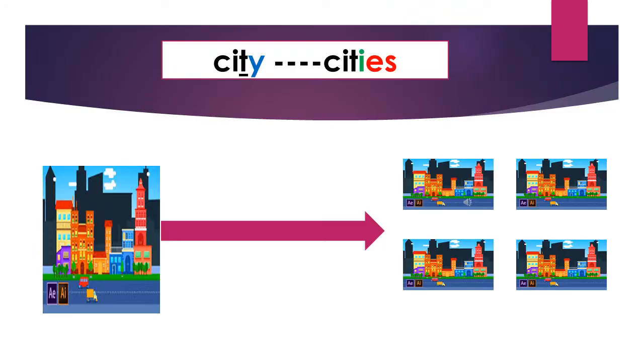Okay. Now let's see an example separately. So city. One city. City ends in y, but directly before it there is a consonant, T. So one city, two cities. We remove the y and add IES in its place.